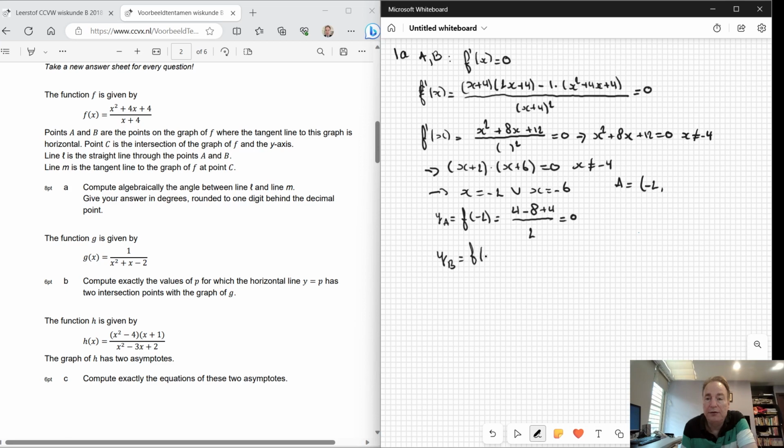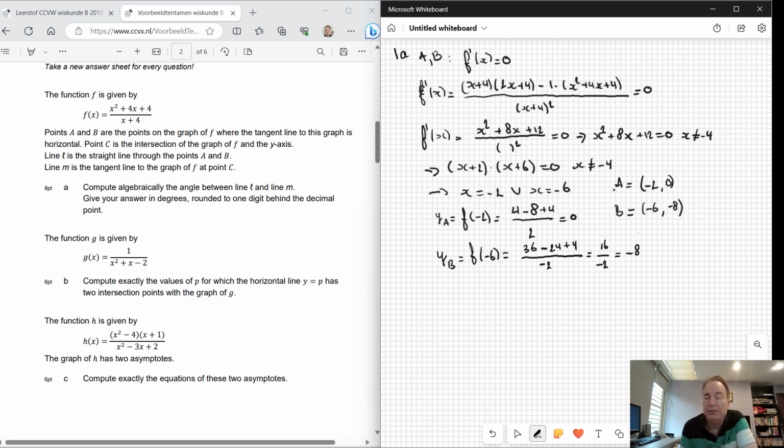That will be f evaluated at minus 6: 36 minus 24 plus 4, divided by minus 2. So that's 12 plus 4 is 16, and 16 divided by minus 2 is minus 8. So our A is (minus 2, 0), and our B is (minus 6, minus 8).